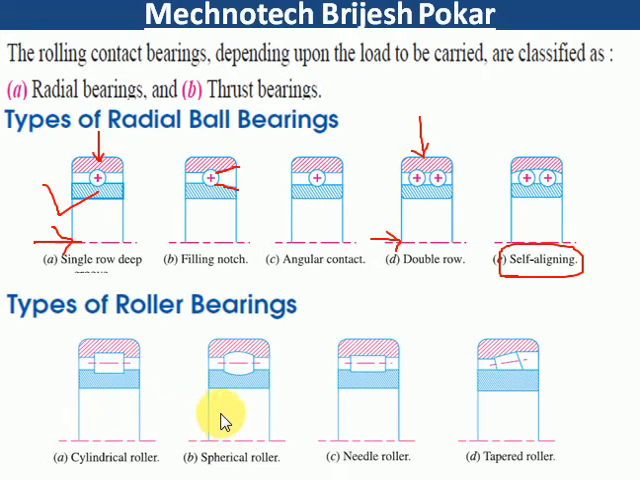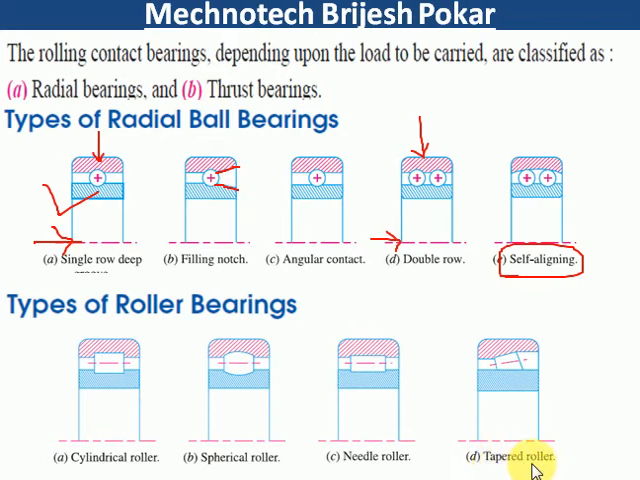Okay, second is spherical roller bearing. The spherical roller bearing has a high radial load carrying capacity as well as a very small amount of thrust load carrying capacity too. And third one is needle roller bearing. As per the name, needle roller, it is like a needle. Okay, where space is a problem, we should use a needle roller bearing, and it also has a high radial load carrying capacity.